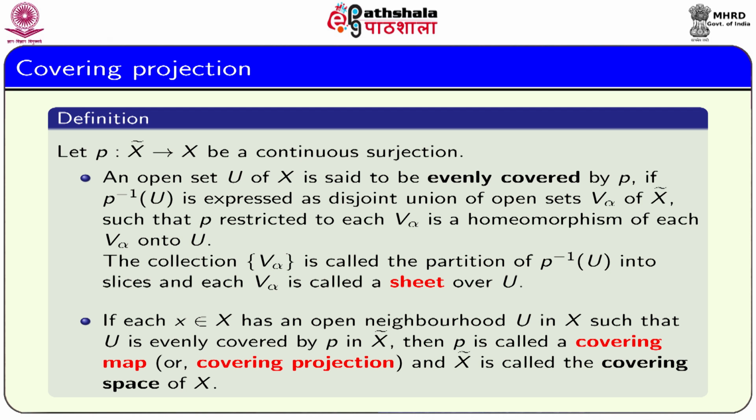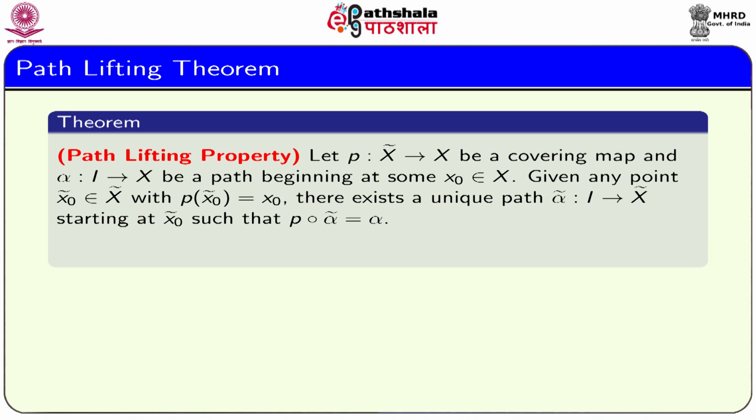If each x taken from capital X has an open neighborhood U in capital X such that P inverse U is evenly covered by P in X tilde, then P is called a covering map or covering projection, and X tilde is called the covering space of X. Such an open neighborhood U of X is referred to as an admissible open set. Now we state the path lifting property of this covering map P from X tilde to X.